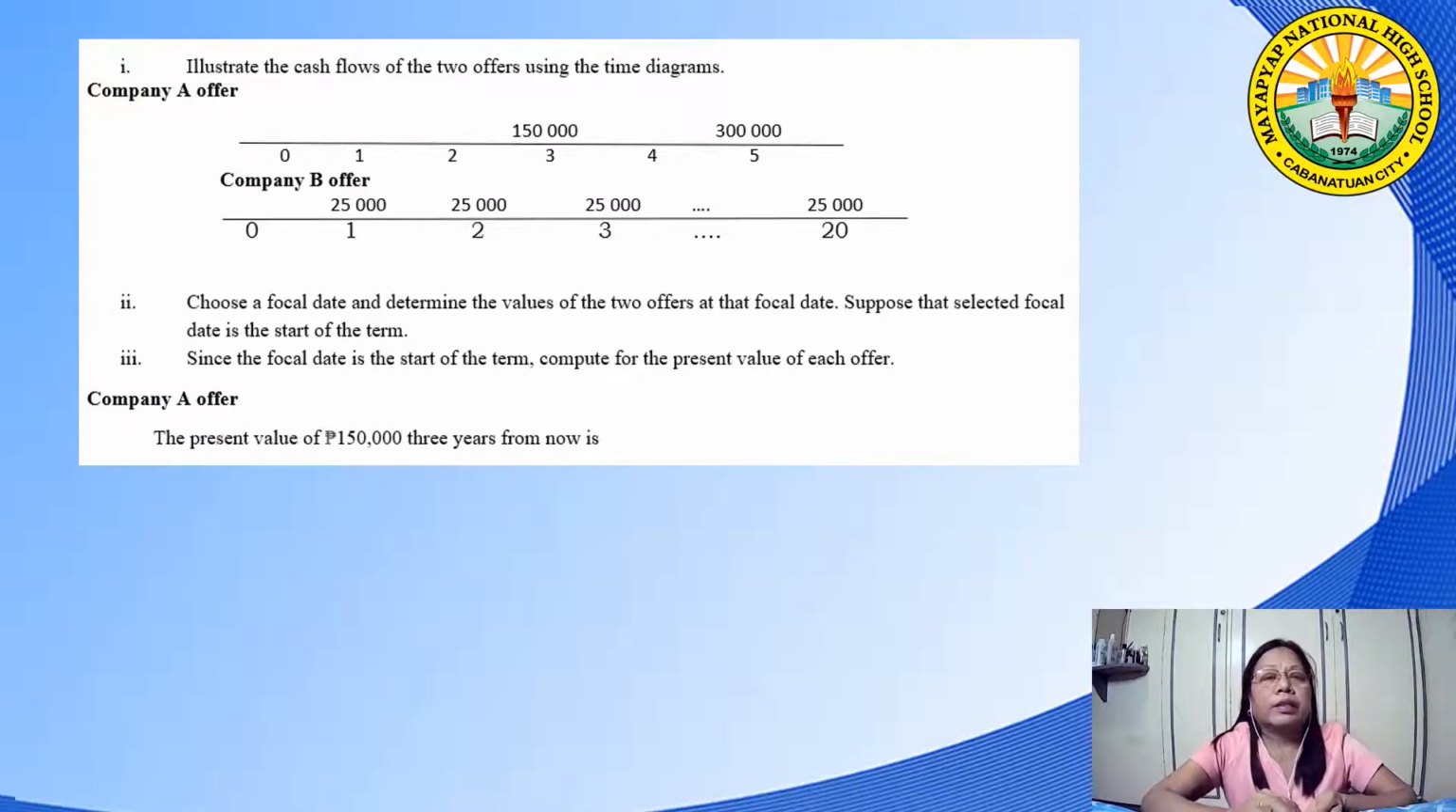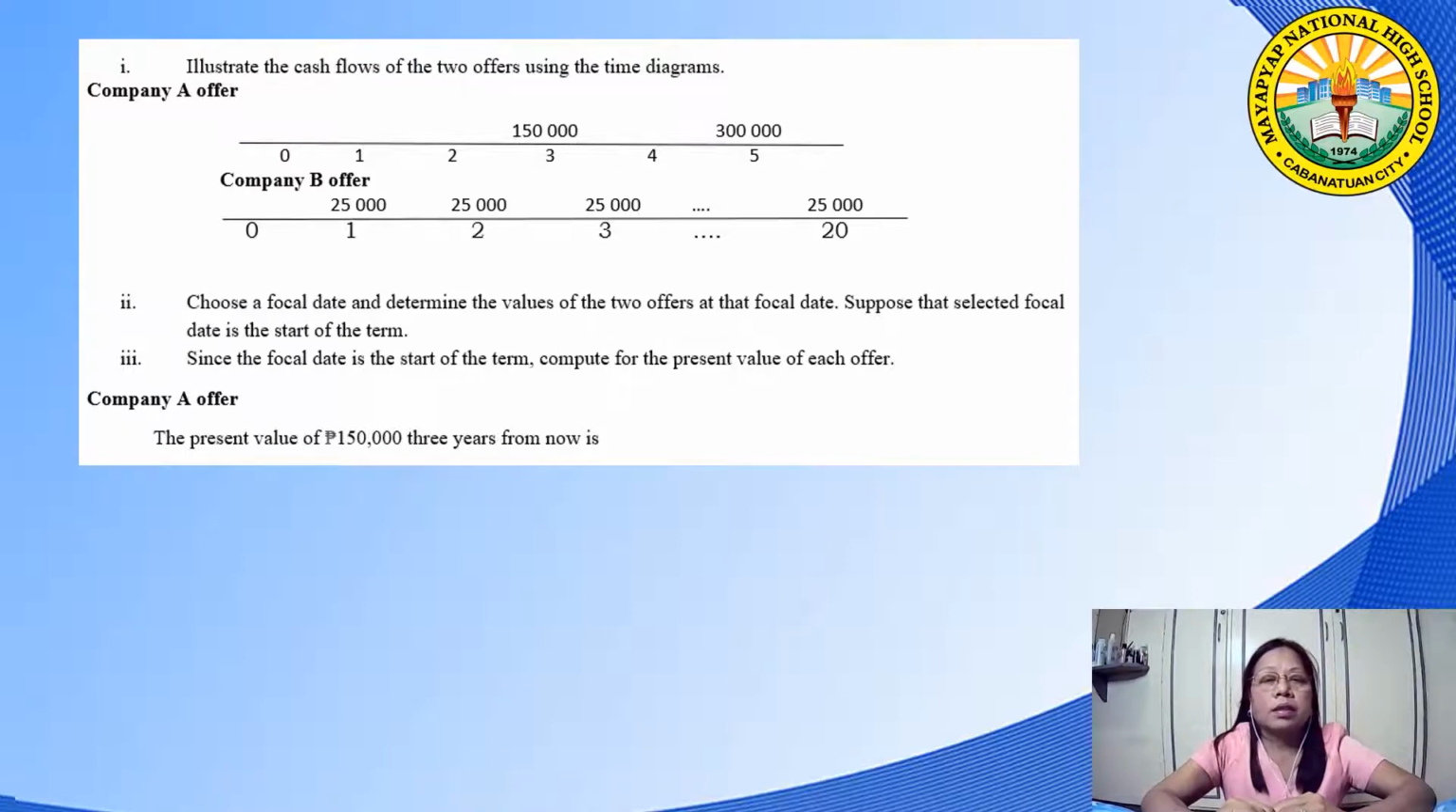So at the end of 3 years, 150,000 and 300,000 at the end of 5 years. While for company B, this is the time diagram: 25,000 pesos in every quarter for the next 5 years. So you choose a focal date and determine the values of the two offers at that focal date. Suppose that the selected focal date is at the start of the term.